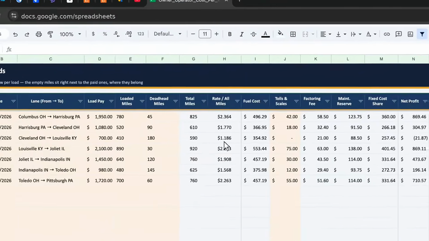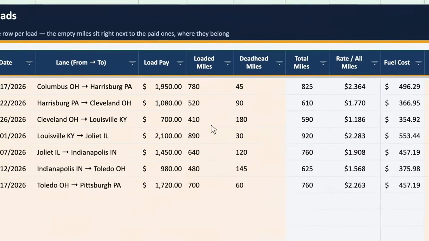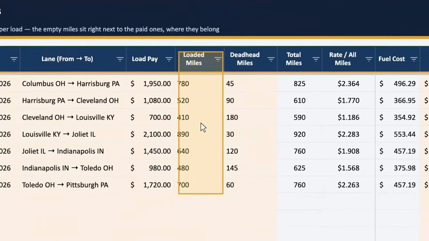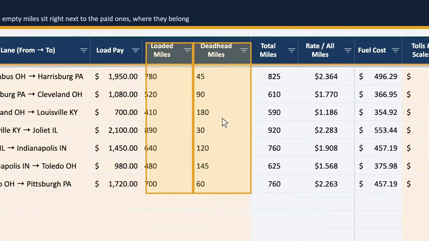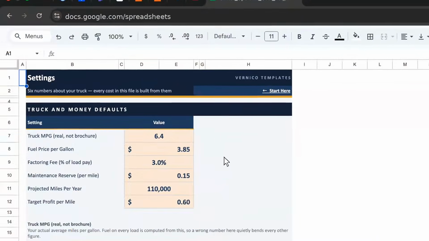Cost per mile is every cost divided by every mile, not your loaded miles. All of them, including the empty ones you drove to reach the freight. Divide by loaded miles only, and you get a number that looks healthy and cannot pay your bills. Let me show you where each piece goes.